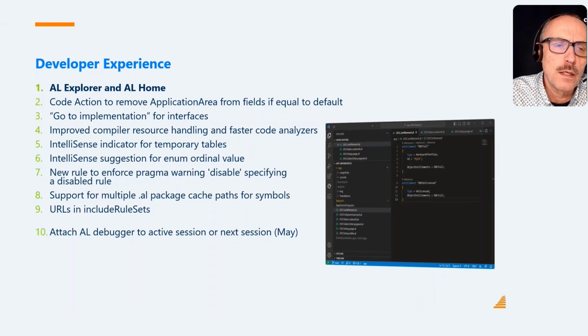Also, we can now go to implementation for interfaces. An interface is an object in AL that defines how code units should interact, which functions they should provide, and there can be several code units implementing one interface. And now you can go from the interface to the code units that implement it.